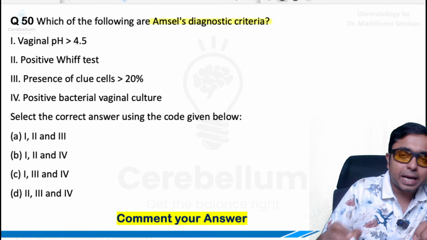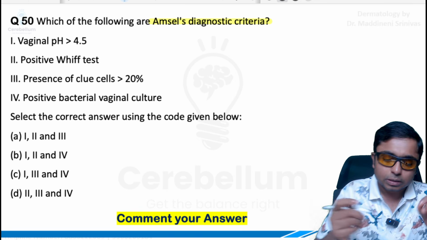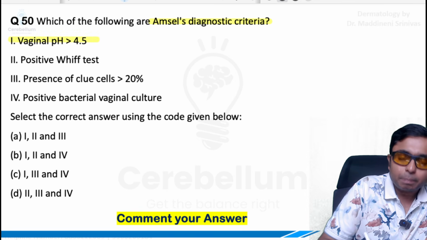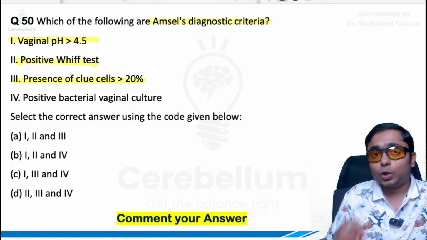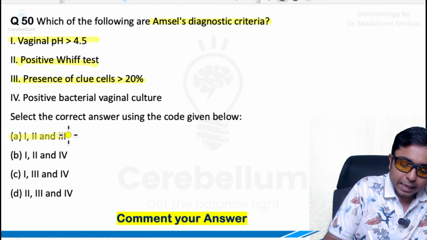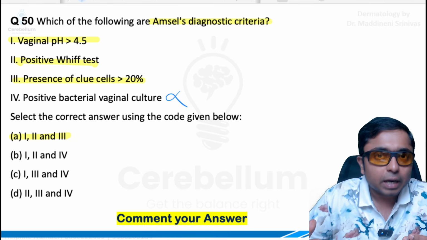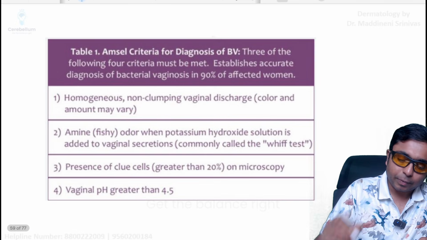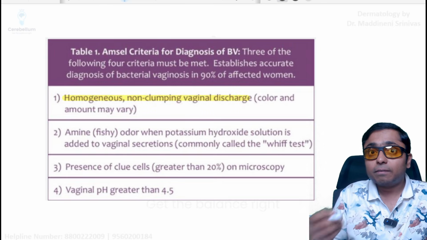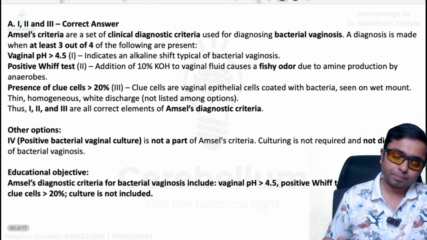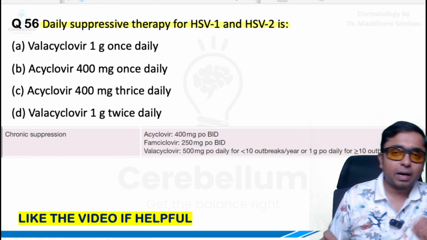Next is Amsel's diagnostic criteria. I hope all of you know this is related to the diagnosis of bacterial vaginosis, in which we have vaginal pH more than 4.5, positive whiff test, and also presence of clue cells more than 20%. 1, 2, 3 is the correct answer. Positive bacterial vaginal culture is not a criterion in Amsel's diagnostic criteria. So these are the 4 aspects, in which you have homogeneous non-clumping vaginal discharge as one of the criteria, apart from the others.